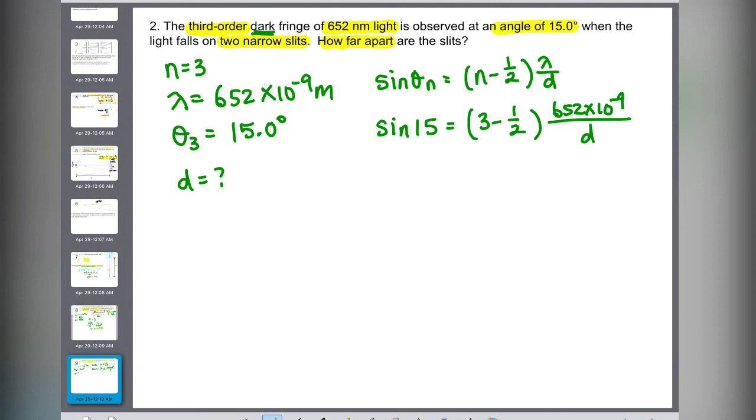Okay, so 3 minus half times 652 times 10 to the negative 9, divided by sine 15. So D equals 6.29, okay, 30 times 10 to the negative 6 meters. So I'm going to keep 3 significant digits.